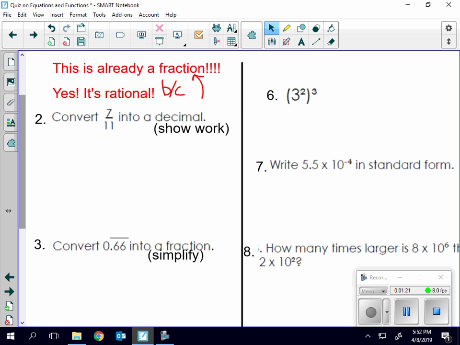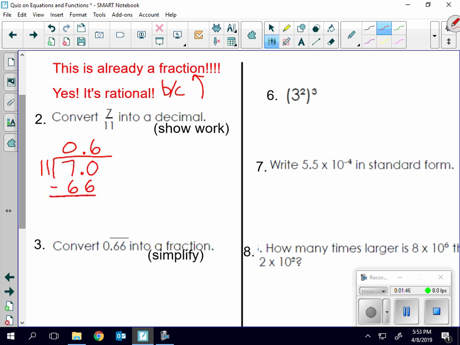Number 2, we're gonna change this fraction into a decimal. Okay, top dog goes in the house, which means the 11's on the outside, 7 goes inside. 11 cannot go into 7, so we put our decimal here. 11 can go into 70 6 times. 6 times 11 is 66. When I subtract here, I get 4.